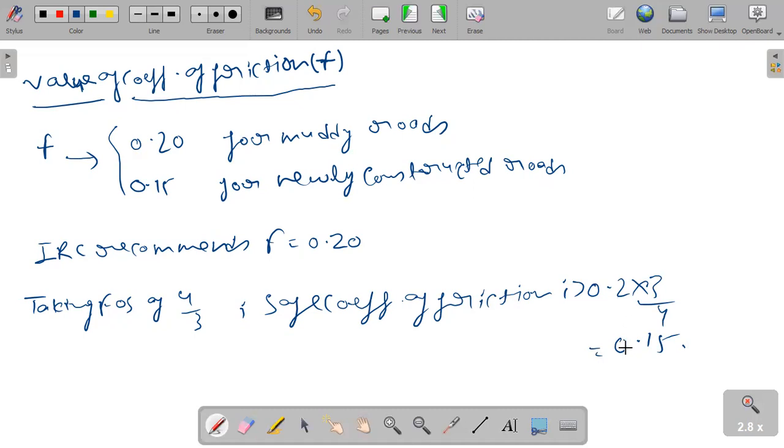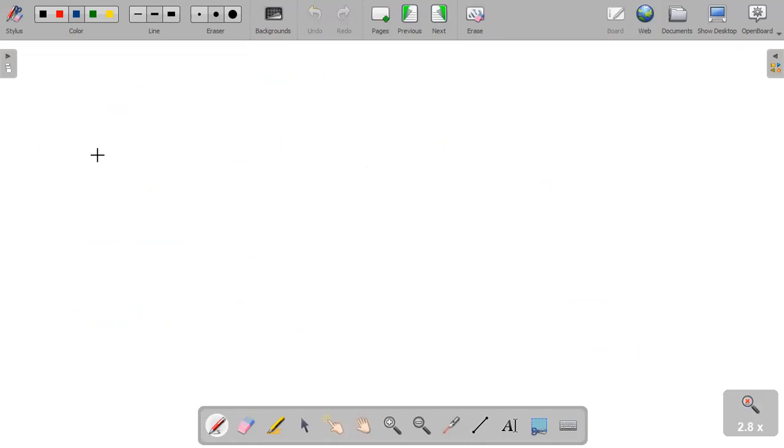Let's move forward to equilibrium super elevation, denoted as e equilibrium. Before doing this, let's draw two diagrams for the sake of simplicity. Wait a second.